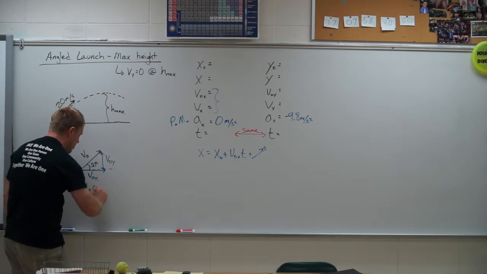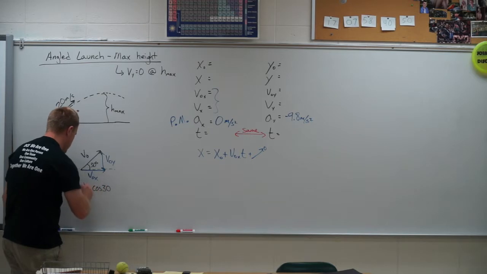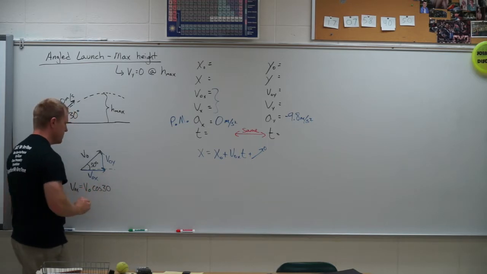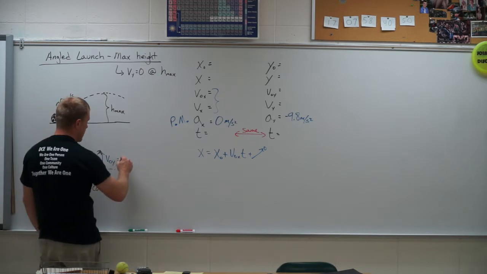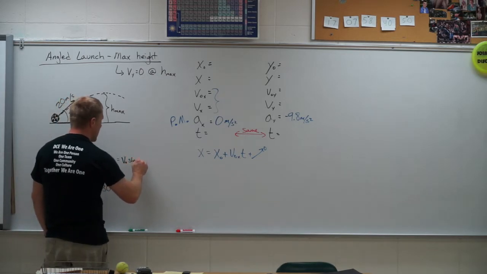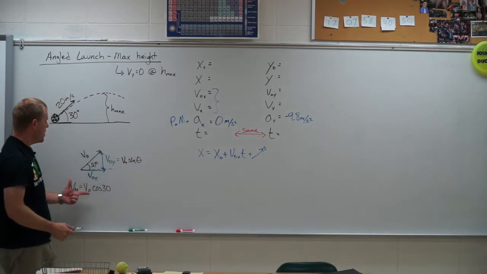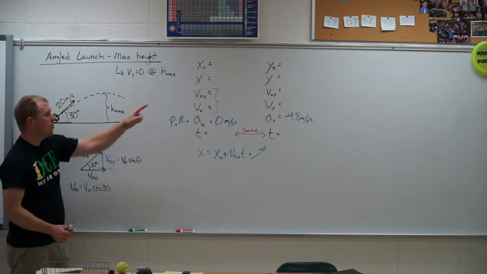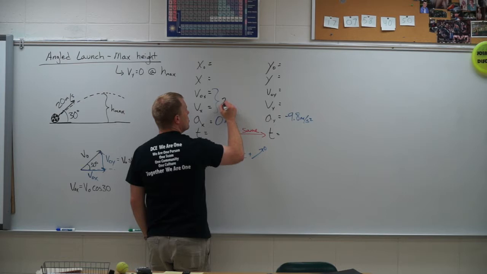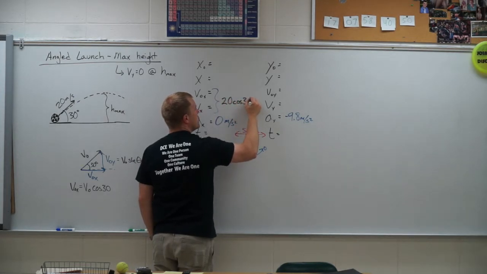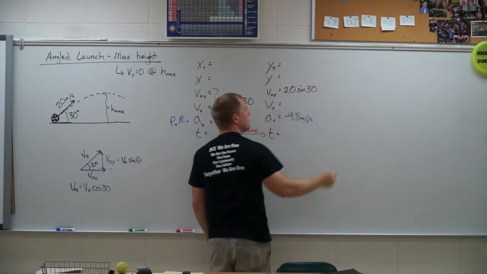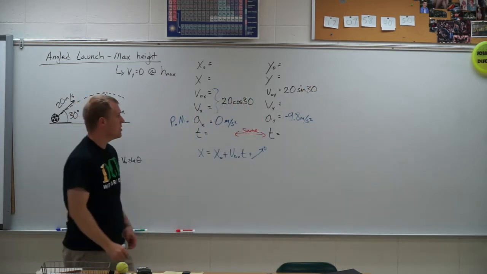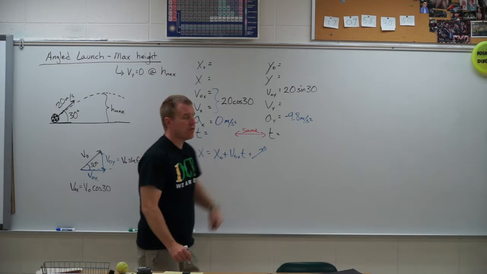So I get v naught cosine of 30 is equal to v naught x. This one, opposite the angle, I'm going to use sine. So I get v naught sine of theta. And so I can take these and I can put them in here. So this one is then 20 cosine of 30, and this one is 20 sine of 30. Now, if you've memorized your unit circle, that will stick out to you like a sore thumb.